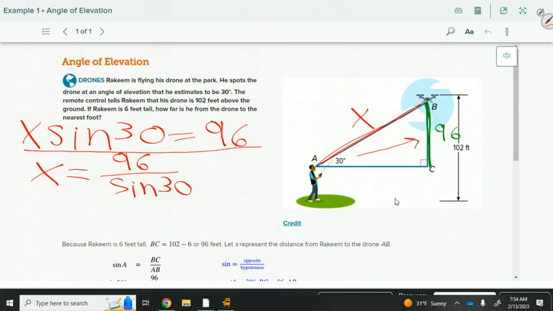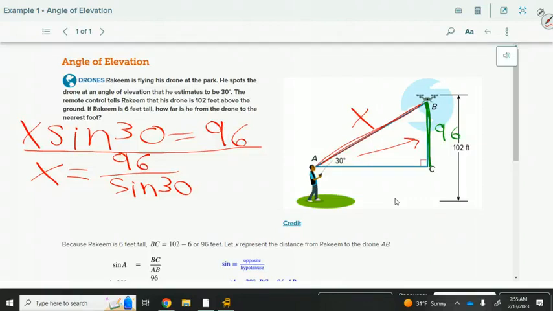Now I'm trying to think exactly how to do this within the calculators, because calculators don't like to do the order properly whenever it solves. So here's what I want you to do. Go ahead and get your calculators out. This is what I want you to type. Type in 96 divided by, and then put a parenthesis. After you click that parenthesis, type in the sine button on the calculator. Type in the number 30. And put two parentheses right after that.